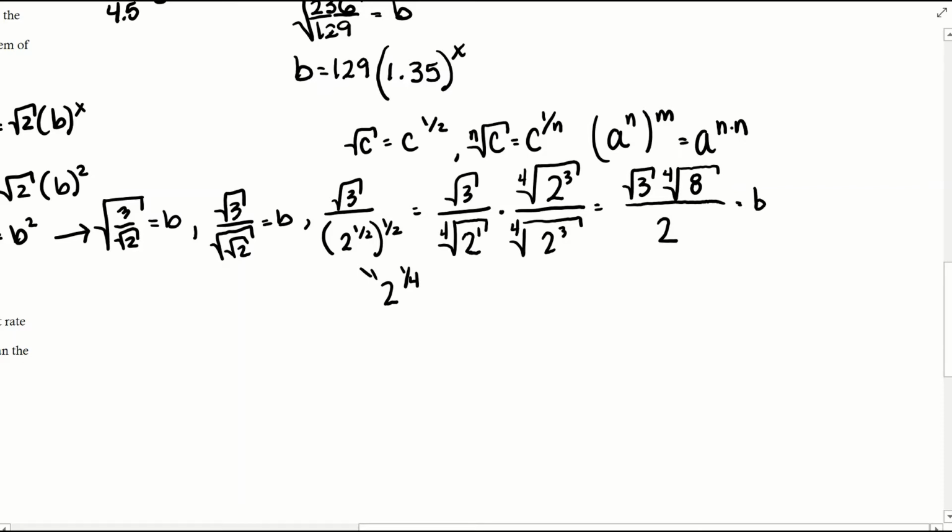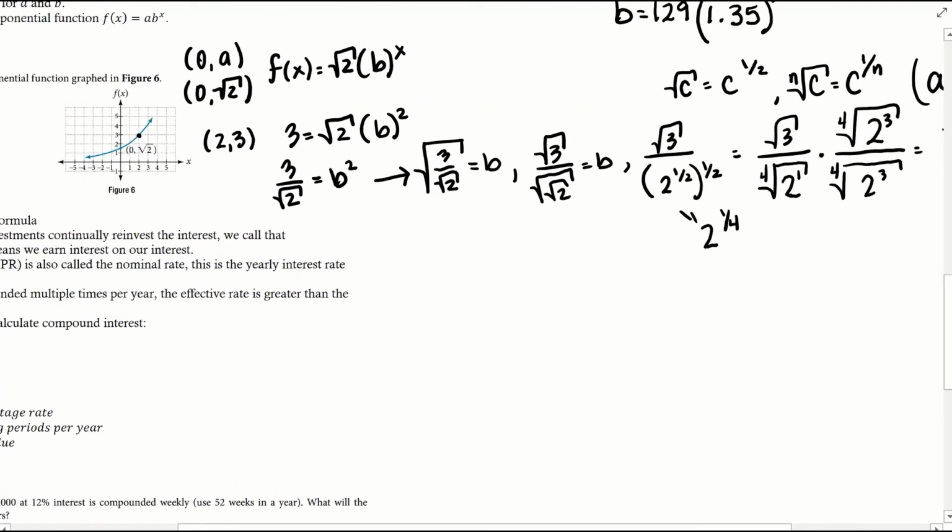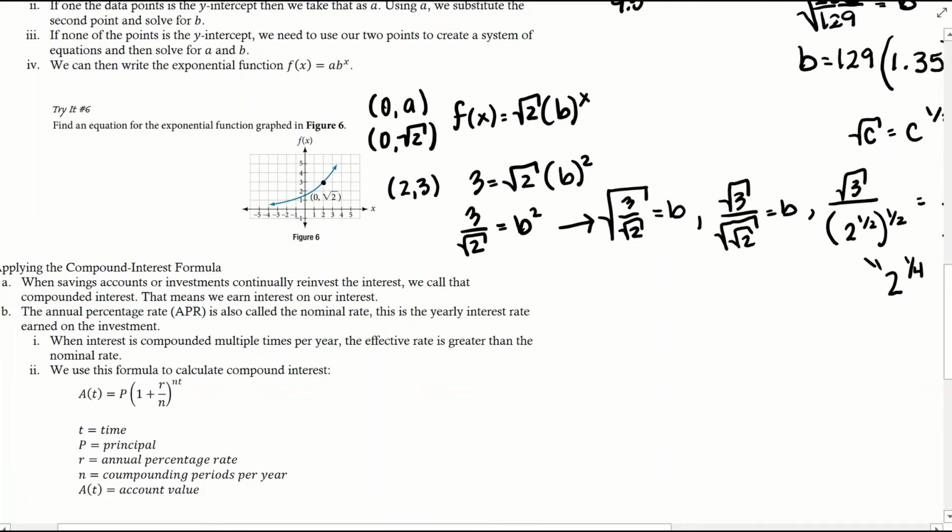Now, I'm not going to have anything this horrible on the test. But it is necessary that you know how to do these basic algebraic manipulations. So therefore, I will have f of x is the square root of 2 times the fourth root of 24 over 2, to the x. And if you could do this one, you could do anything I throw at you. Trust me.